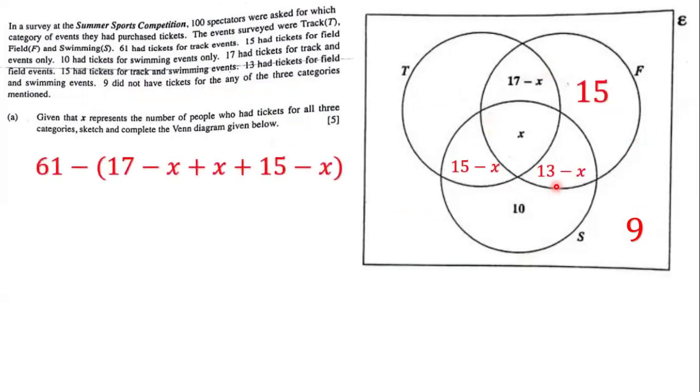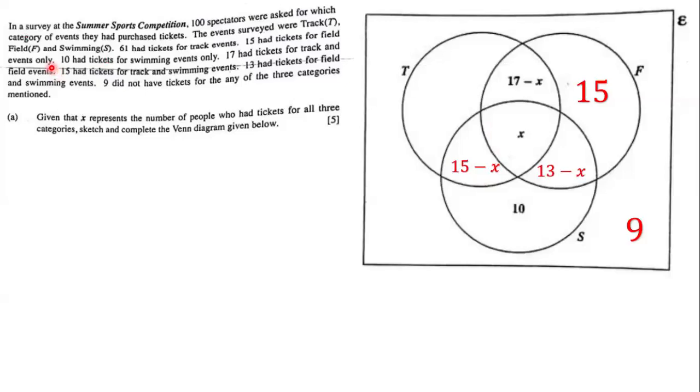Next, what do we have? Notice that they tell us that 15 had tickets for field events only. And so that's why we have 15 right there, because 15 had tickets for field events only.